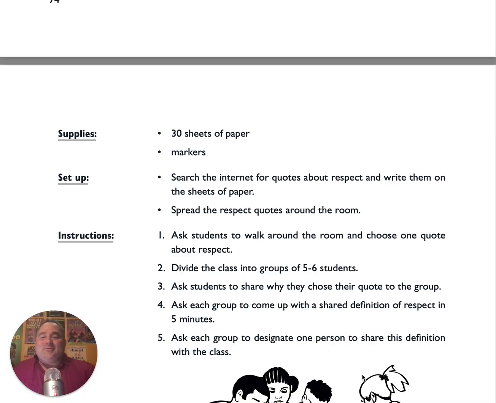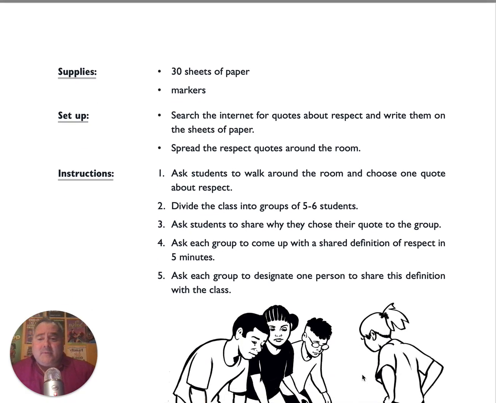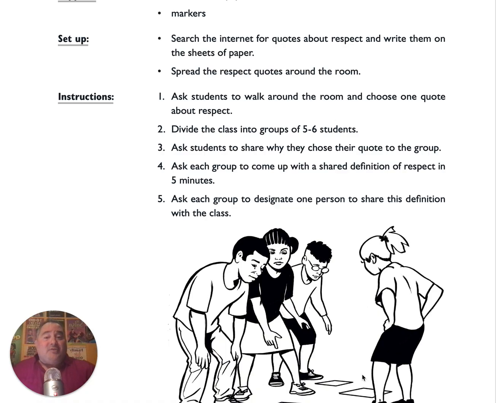Once you have everyone choose one quote, divide the class into groups of 5 or 6 students. Ask students to share why they chose their quote to the group. So this is nice because they don't have to have their own definition of respect. They can give that or their own quote. Usually they won't have that. But this gives them a chance to share using somebody else's quote what they think about respect. Ask each group to come up with a shared definition. This is the hard part.